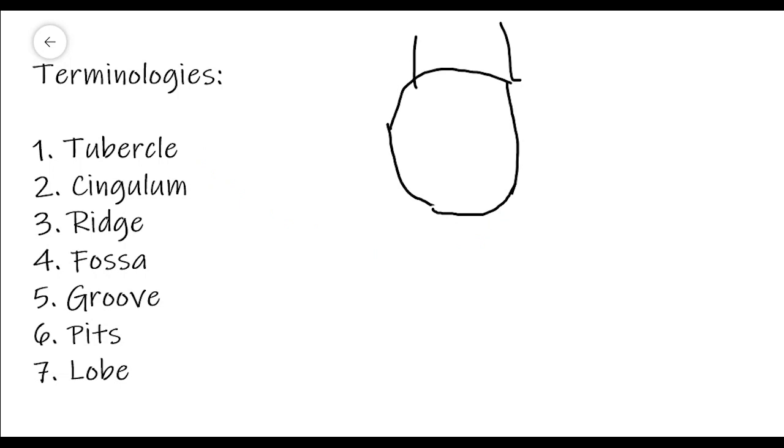Next, talking about the cingulum. The cingulum is present on anterior teeth, and it's felt most prominently on the canine tooth. It's present on the lingual part of a tooth, like over here. It basically occupies the cervical third of the tooth. We'll talk about the different parts of the tooth, like the cervical third and middle third, later. But for now, just remember, the cingulum is an elevation present on the lingual surface of a tooth, and it can be felt more prominently on the canine.